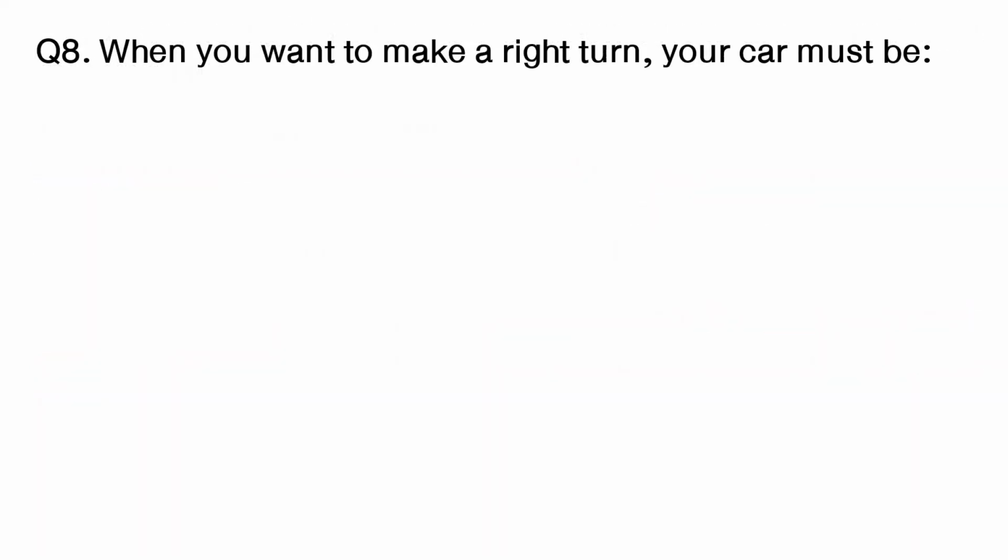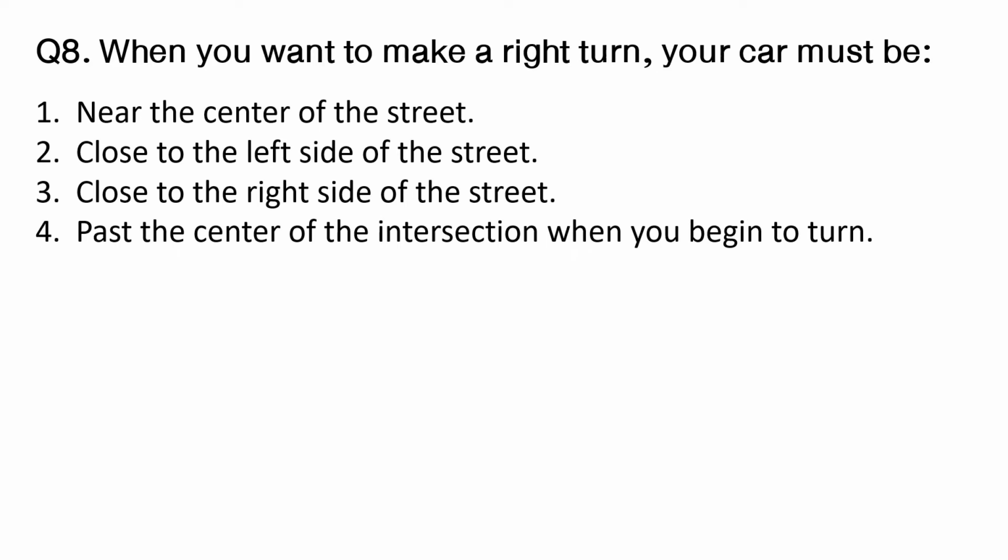Question: when you want to make a right turn, your car must be option number 1. Near the center of the street. Option number 2. Close to the left side of the street. Option number 3. Close to the right side of the street. Option number 4. Pass the center of the intersection when you begin to turn.